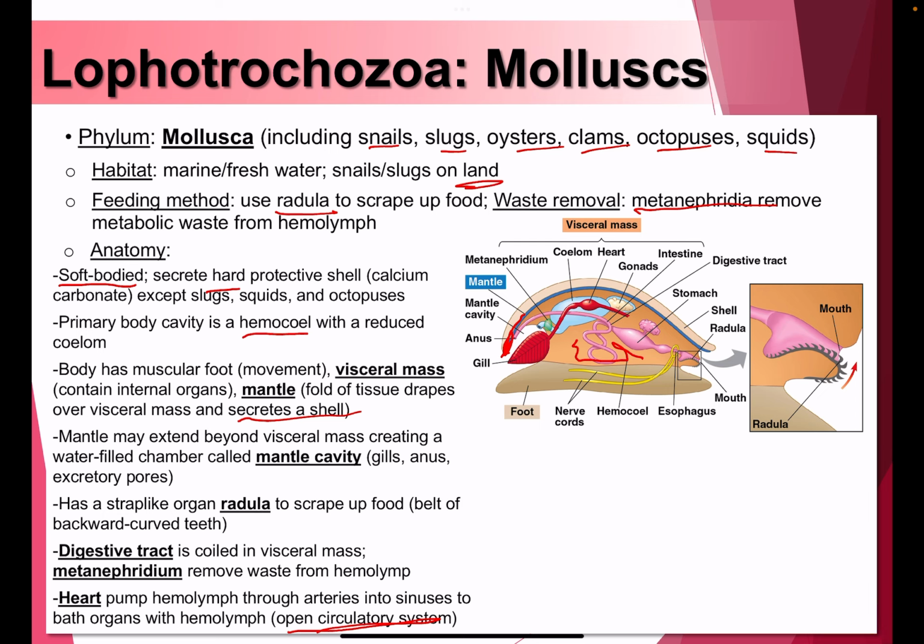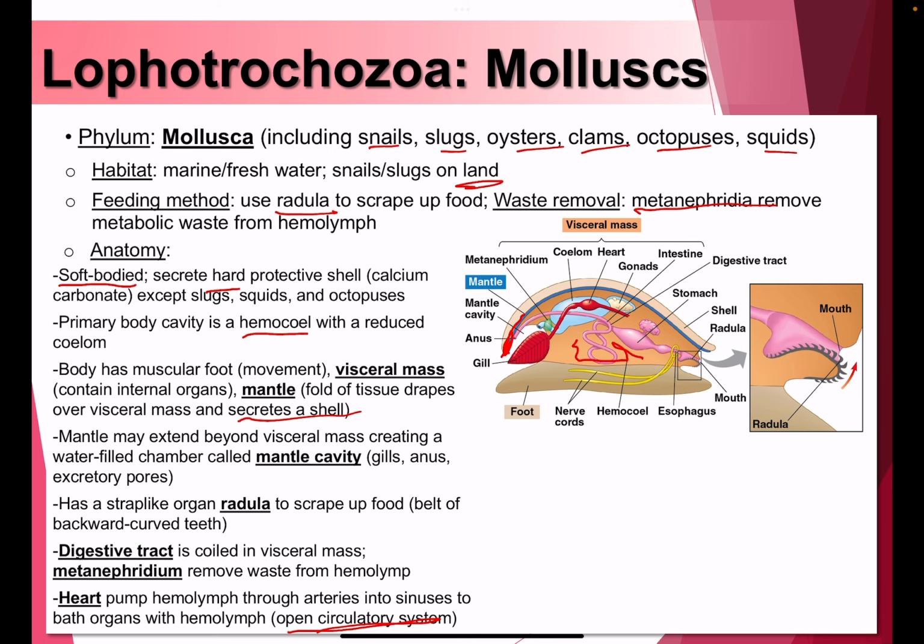And I think there's one speaker that talked about it as kind of like a little jacuzzi, where you have this jacuzzi with a chute of water fluid coming out of it. Same thing here. You have this pump that pumps the hemolymph into the visceral mass of this particular mollusk. So this is what we mean by open circulatory system.